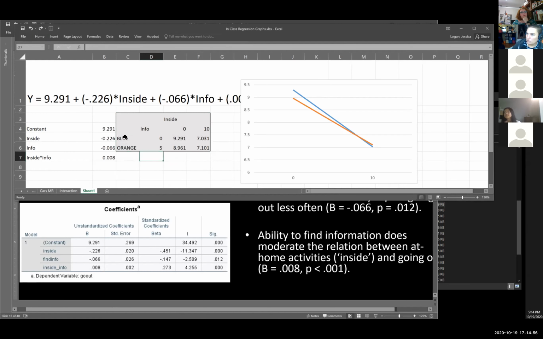Okay, so this is the blue line. You can see that it's bigger. This is a higher going out score for the blue than the orange here at 0. What about at 10? At 10, they're about the same. It looks like, if I could guess, somewhere around 8, they're probably identical. Do you see that? At 8, when my inside score is 8, there's no difference between the two expected going out scores. They're the same.